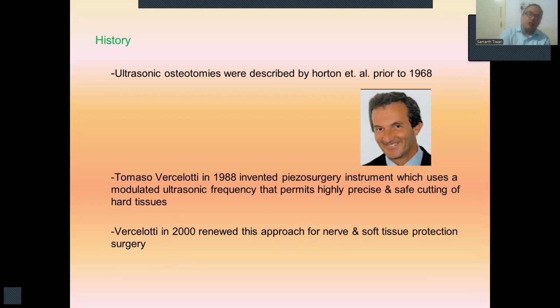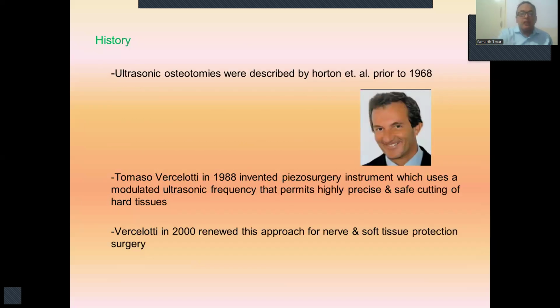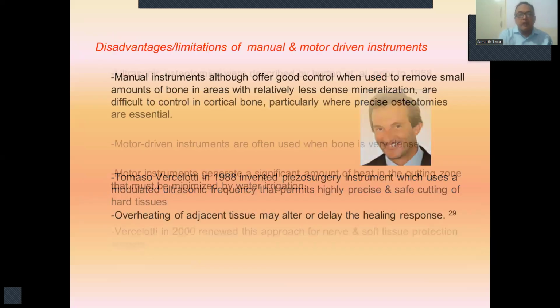History: ultrasonic osteotomies were described by Horton et al. prior to 1968. Tommaso Vercellotti in 1918 invented the piezosurgery instrument, which uses modulated ultrasonic frequency that permits highly precise and safe cutting of hard tissue. Vercellotti in 2000 renewed this approach for nerve and soft tissue protection surgery.